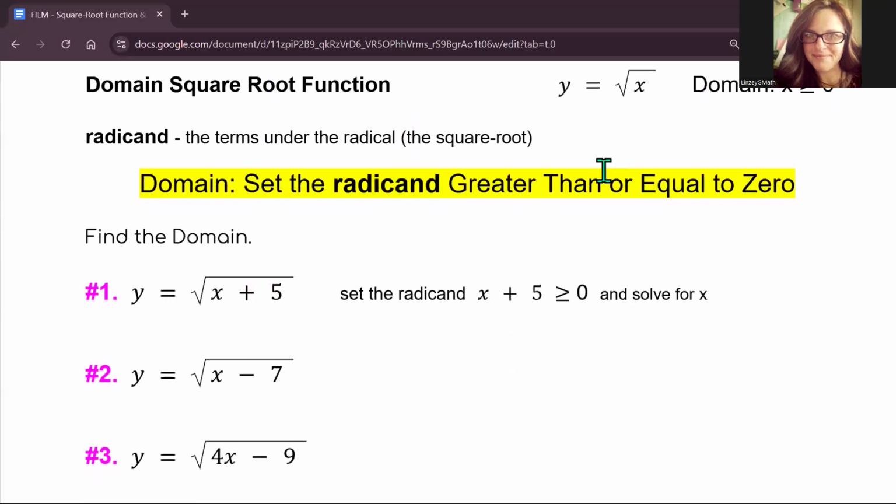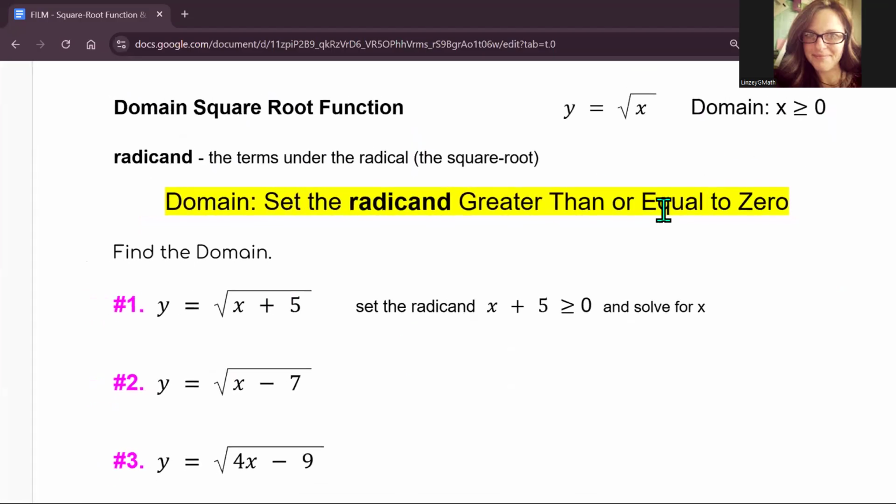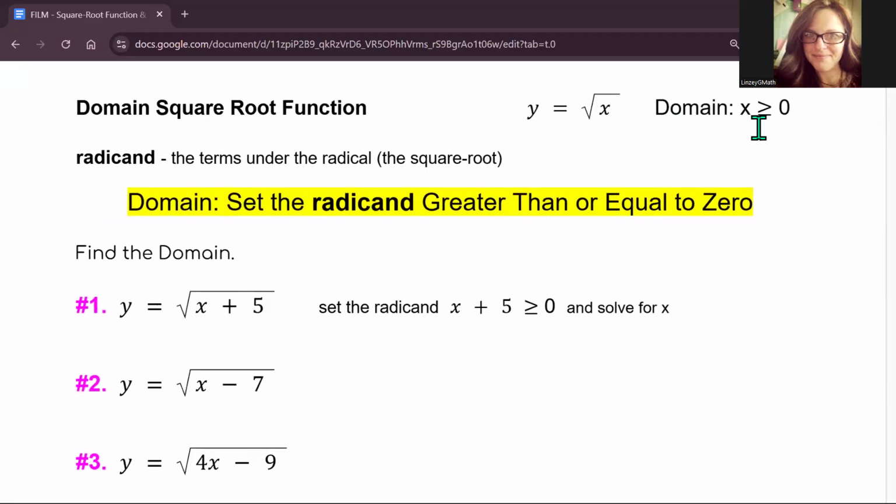Let's take a look at the domain of our square root function. And the domain of our parent function is all numbers greater than or equal to 0. So in order to find the domain of a transformed square root function, we will set the radicand, the terms under the radical, greater than or equal to 0, and solve.